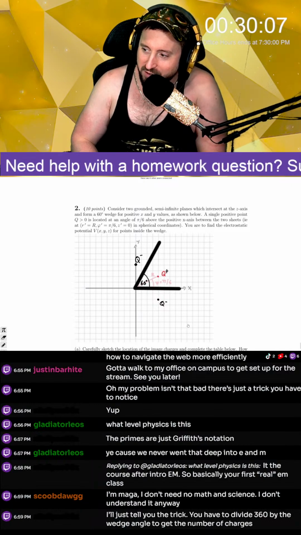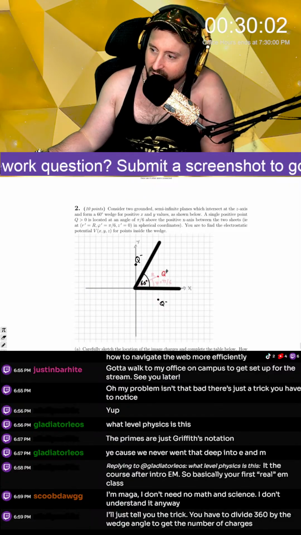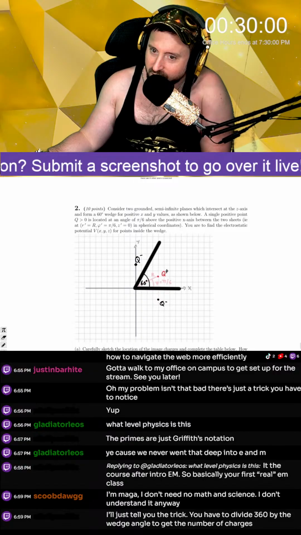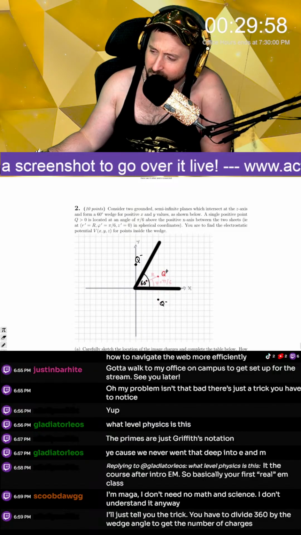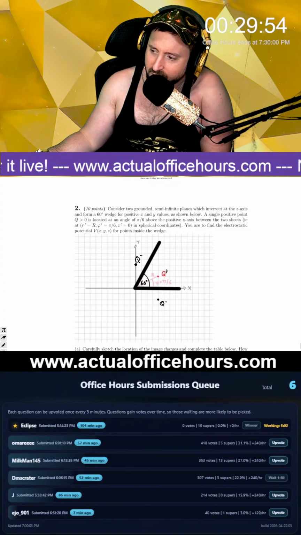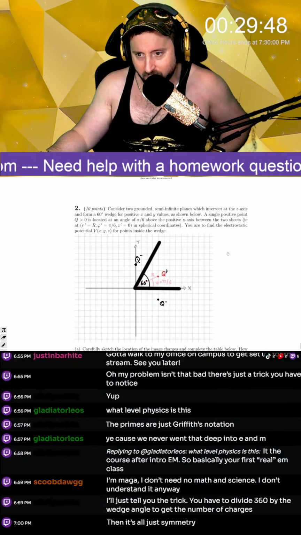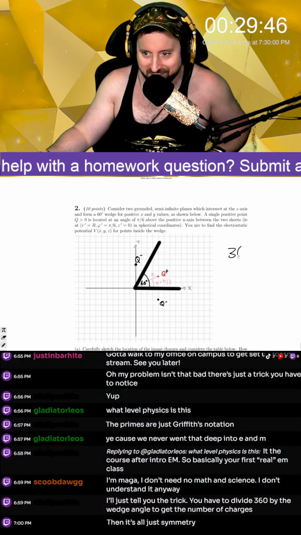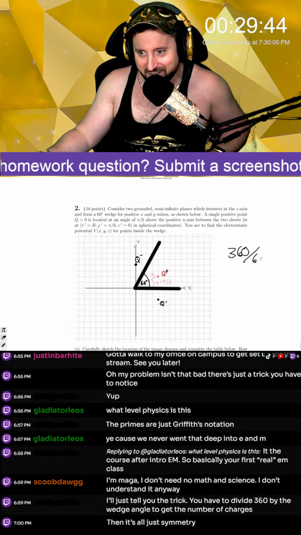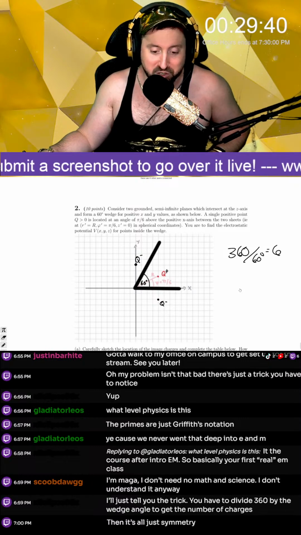You just have to divide 360 by the wedge angle to get the number of charges. You have to just divide 360 by the wedge angle, and then it's just all symmetry. Okay, so 6? Is that what we're gonna say? 360 divided by 60 degrees is equal to 6. So I need 6 image charges?